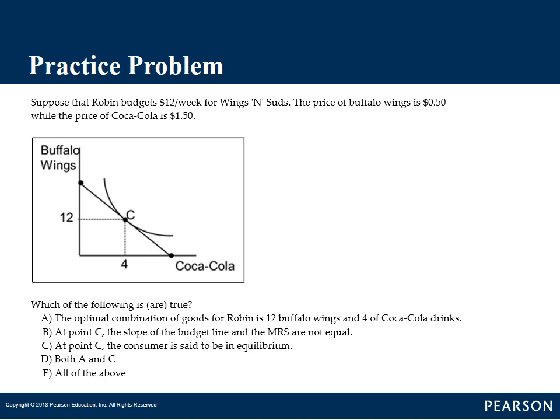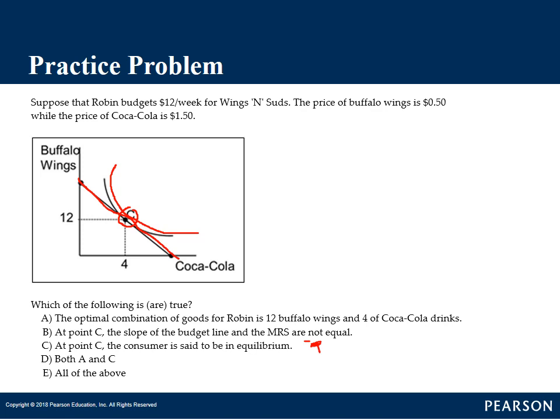Well, we just learned that equilibrium is the point on the graph where the budget line meets the highest utility line. So yes, C is true, that at point C, the consumer is said to be in equilibrium. So that is true.